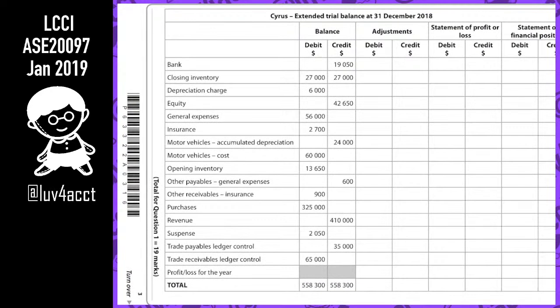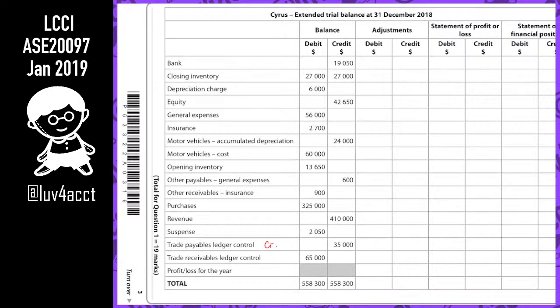Then let us go to trade payables. Trade payables ledger control is on the credit side. So if we want to reduce the amount, we will have to debit 1350. And then purchases is on the debit side. This amount is not yet recorded, so 1000 here. Okay, next.